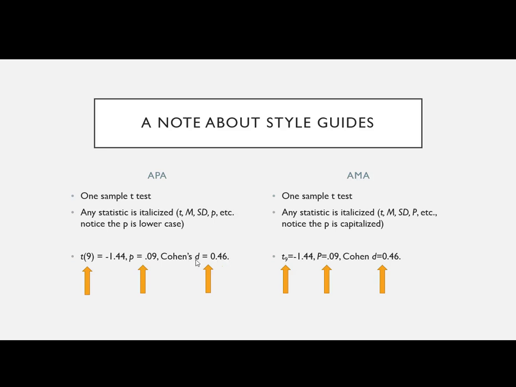Notice there's an apostrophe. Here in AMA, it's t of 9 degrees of freedom, but they write this as a subscript. There are no spaces around the equal sign, which I find very crowded, but that's how they do it. Negative 1.44, comma, P is equal to 0.09. Cohen d is equal to 0.46. Small difference, not very big deal. You can use either. I will accept either. Just know that one day when you're going to publish something, the style guide that is used by the journal is going to be important, and that will dictate which one of these you use.